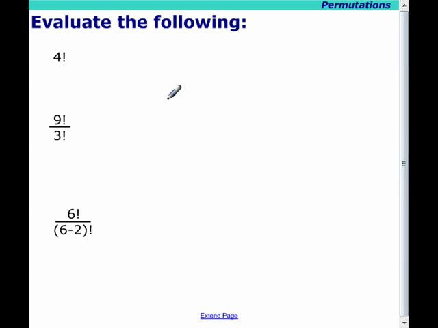Here's something you can do on your calculator if you want. Figure out what 4 factorial is. I could write it out: 4 times 3 times 2 times 1 is 24. Try it on your calculator.